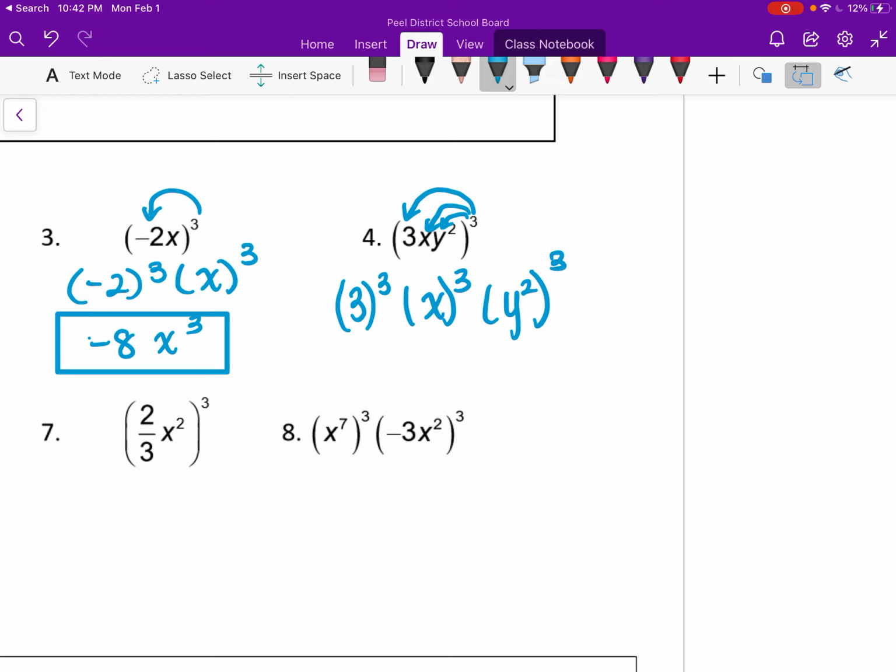3 times 3 times 3 is going to give me 27. X cubed just simplifies to x to the power of 3. And then here we have y squared, but all of that to the power of 3. So you're going to do y, 2 times 3. Right? So that's going to give me 27 x cubed. Y, 2 times 3 is going to be 6. And that's my answer.